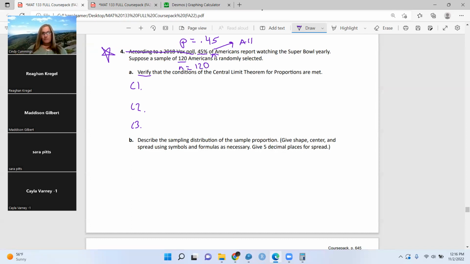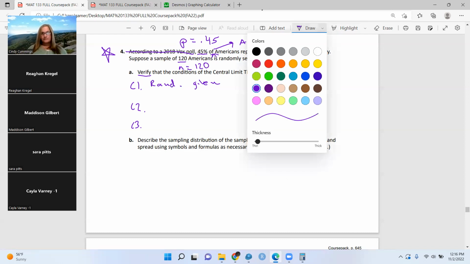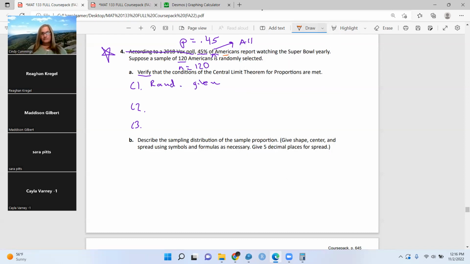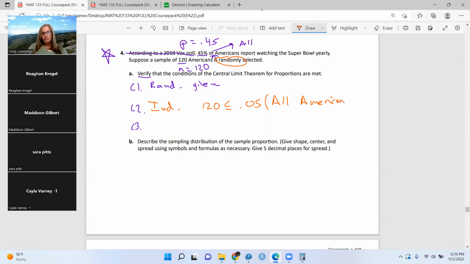Excellent. So condition 1, random, given. Always given. In case you're wondering, was it given? Yes, here it is. Condition 2, independence. That's the tough one, right? We have 120 people we talked to. Is that less than or equal to 0.05 of all Americans? Yes, definitely. Easy, all Americans.